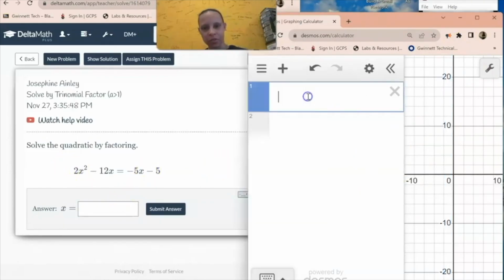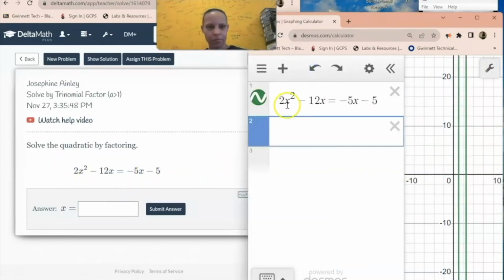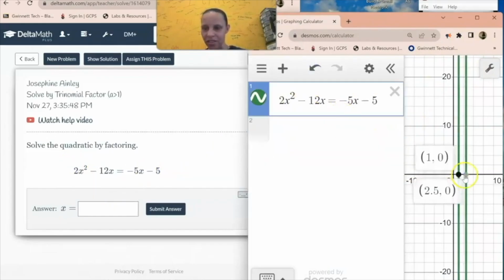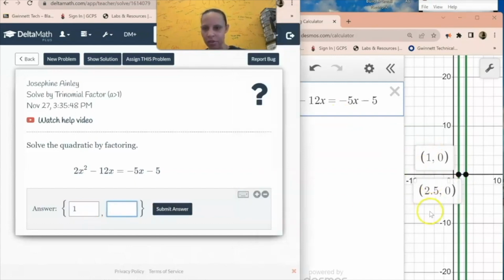So again, copy the question, paste it. All right, boom, make sure it matches. Okay, that's good. Go get your answers because it's asking you for the solutions. These are your 2 answers. So the first one is 1, comma. The second one is 2.5.